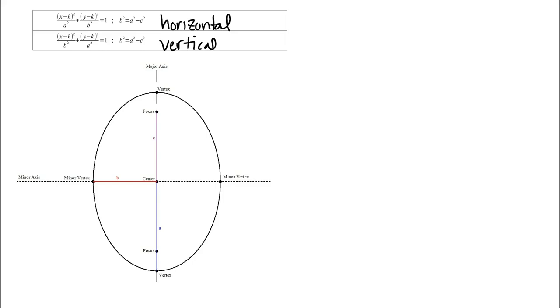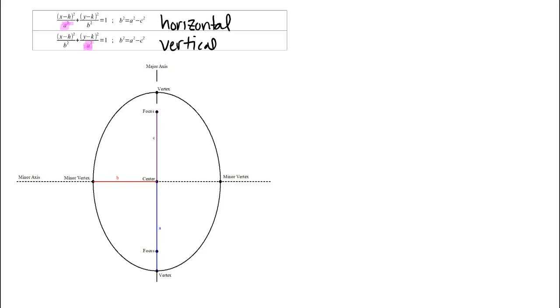The reason why I've labeled them in this way is based on the value of A. A is always going to be the longest of the three of A, B, and C because it's the distance between the center and the vertex. So when we look at one of these equations, if we see the larger value under X, we have a horizontal orientation, or the larger value under Y, we have a vertical orientation.